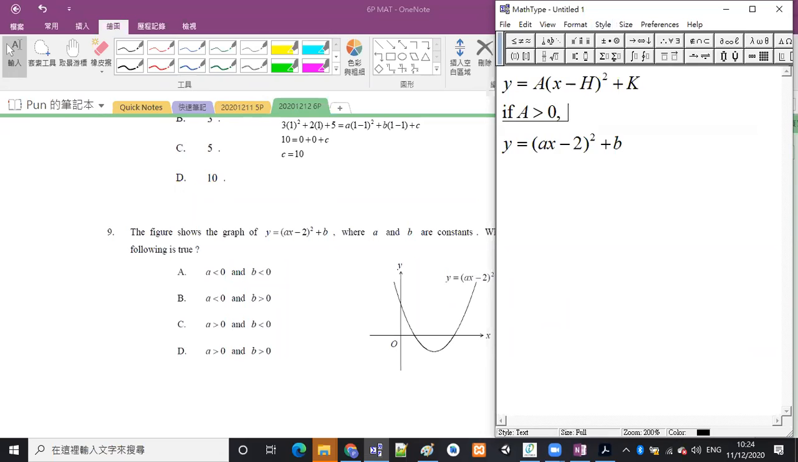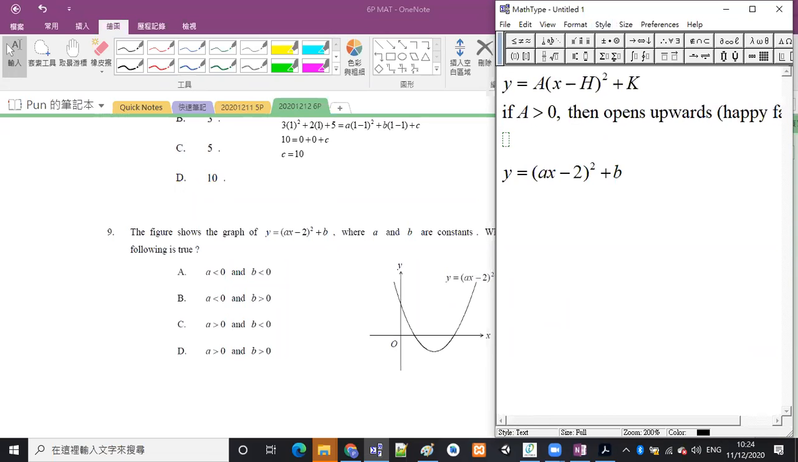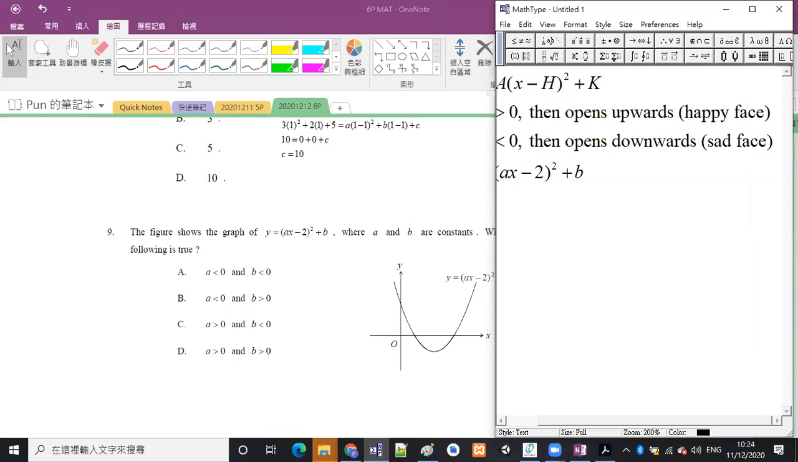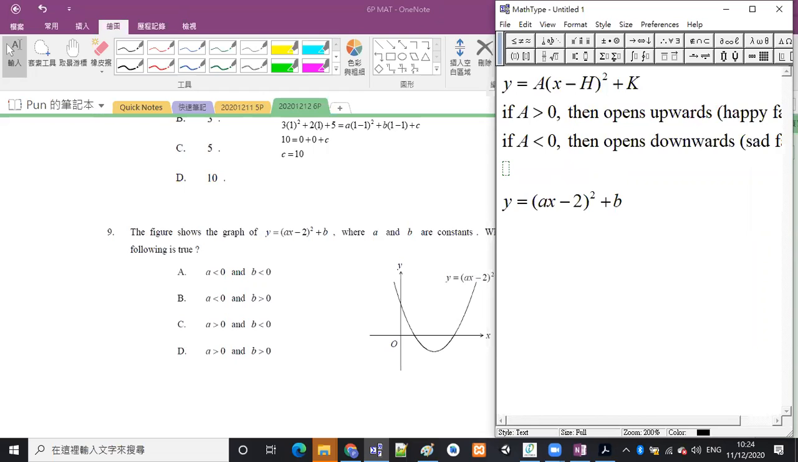If a is larger than 0, then the graph opens upwards. Or we may say that it is happy face. Remember this? If a is less than 0, then the graph opens downwards. Okay, or sad face. And then the vertex is equal to the coordinates of vertex is equal to h and k.